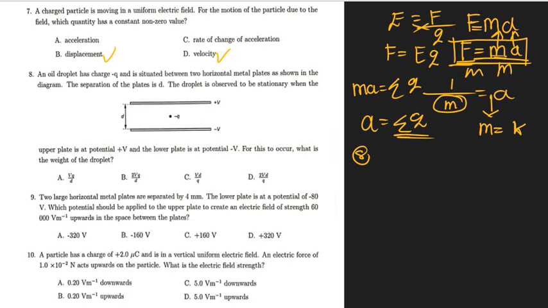An oil droplet has a charge, negative Q, and is situated between horizontal metal plates, as shown in the diagram. The separation of the plates is D. We've got a plate on top, like that, and another plate downward. This one is positive V, this one is negative V, then the separation is D. Then you've got a droplet, of course, which is negative. They are saying the upper plate is at potential positive V, and the lower plate is at potential negative V. For this to occur, what is the weight of the droplet? I want you to look at this.